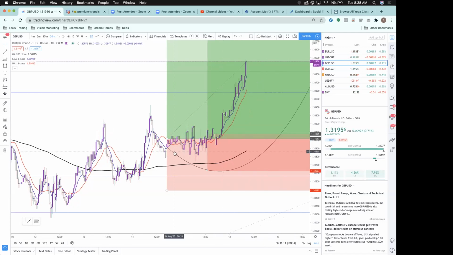I think Nick's connection's shot, so I'm just going to continue to take the session from here and go over as many pairs as I can for you guys.